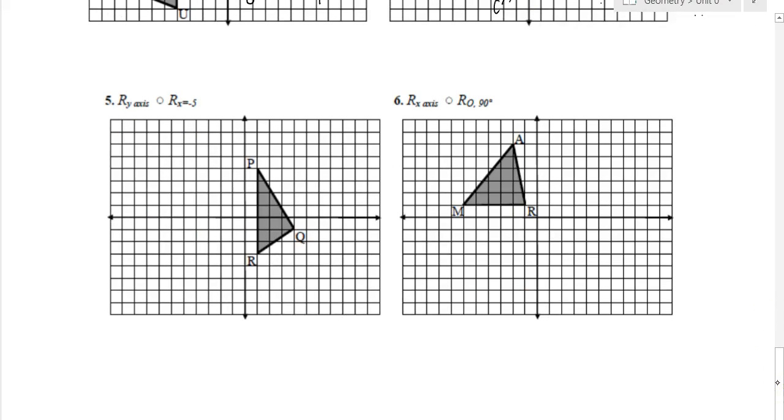So try number 5 and 6, and then unpause the video and see if you've got this down, or if you might need a little more assistance, and then check your answers and write down any questions you might have, and I'll see you guys later.